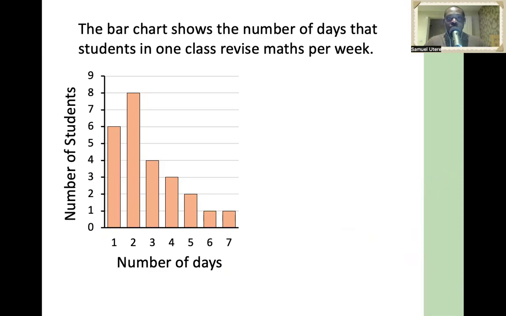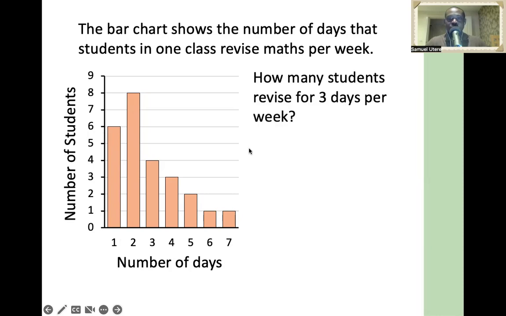You ask, the bar chart shows the number of days that students in one class revise maths per week. So on the horizontal axis, we have number of days. On the vertical axis, we have number of students. And we have the bars showing us different information. For example, this one is showing us that 6 students revised for just 1 day. And then 8 students revised for 2 days. Okay, so let's use it to answer some questions.